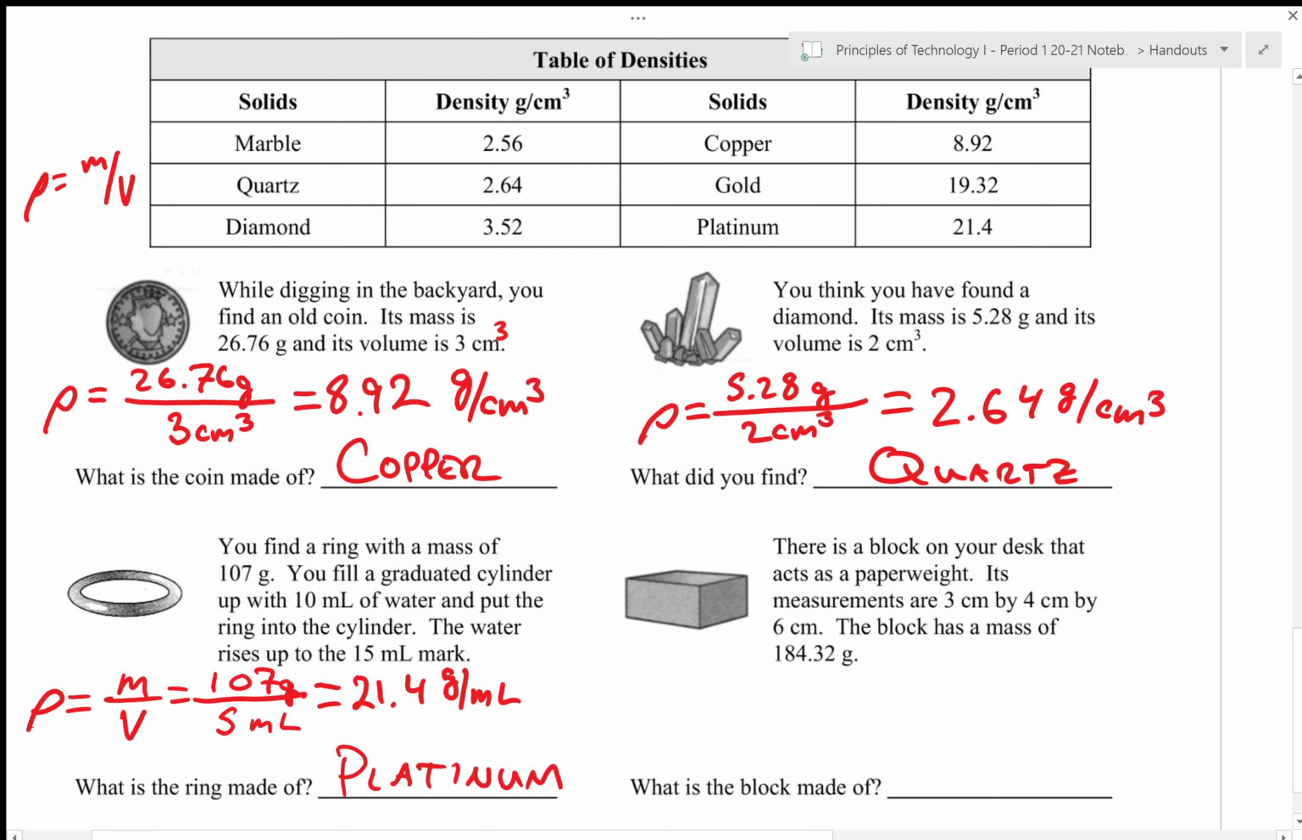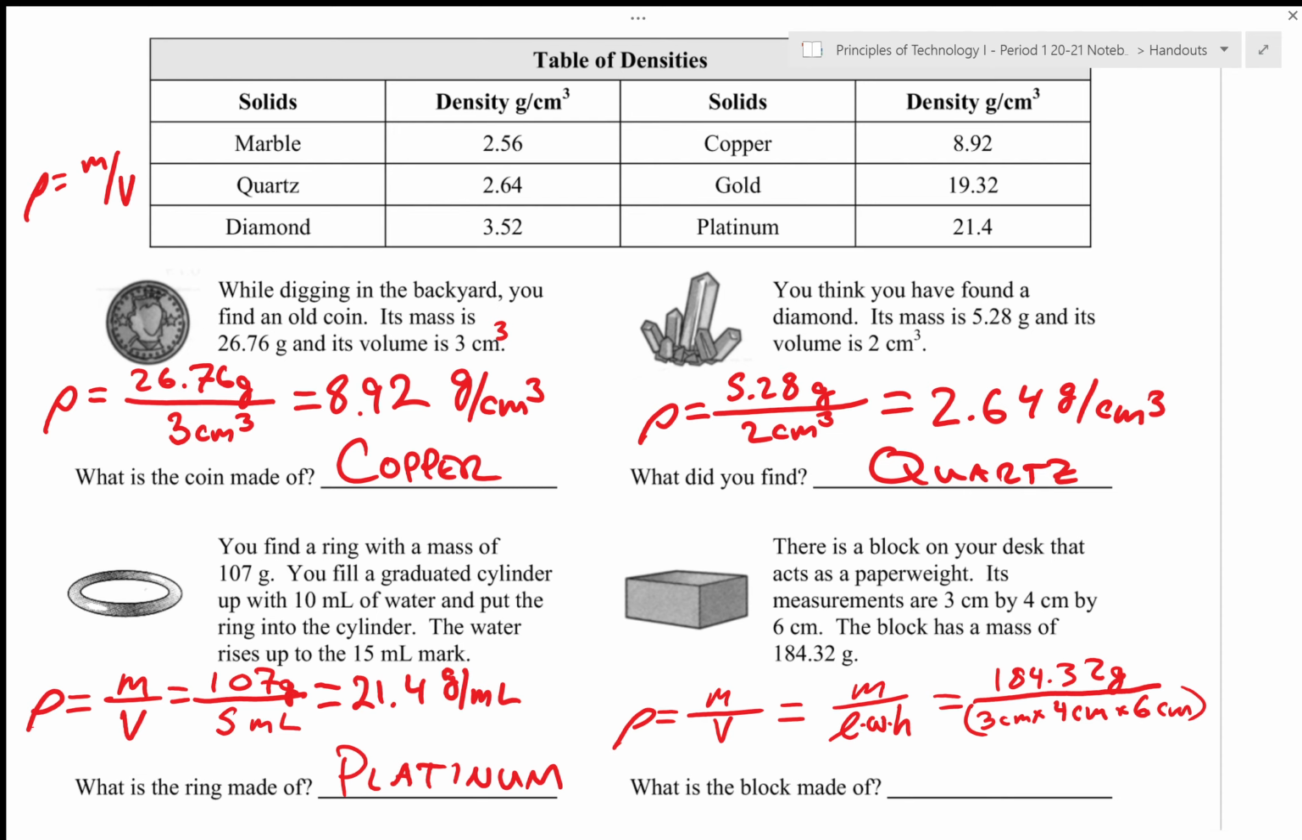And lastly, a block that works as a paperweight on your desk. We're going to find the density by taking the mass divided by the volume, except the volume for this one is going to be the volume of a rectangular prism. So the mass divided by the length times the width times the height. The mass in this case is 184.32 grams. We're going to divide that by 3 centimeters times 4 centimeters times 6 centimeters. Again, when you put it in your calculator, you will need parentheses.